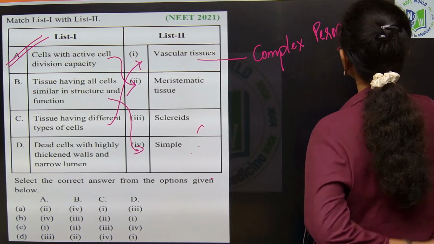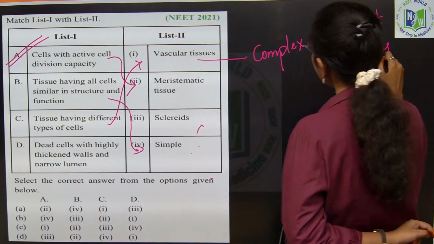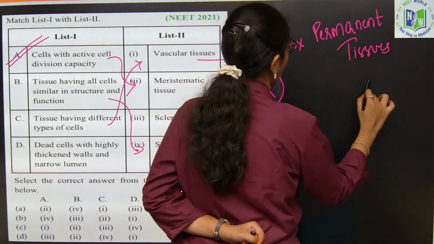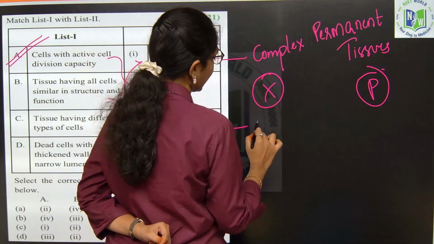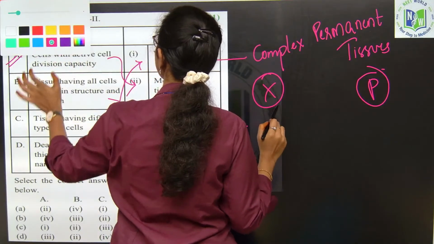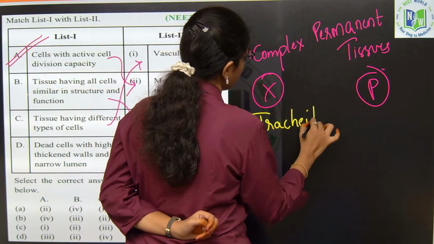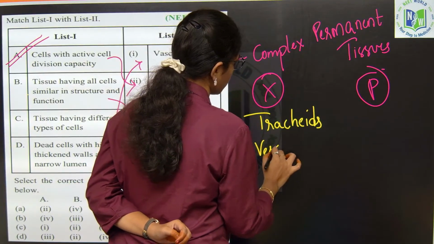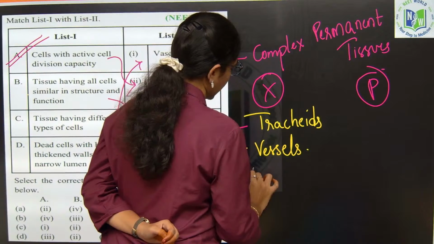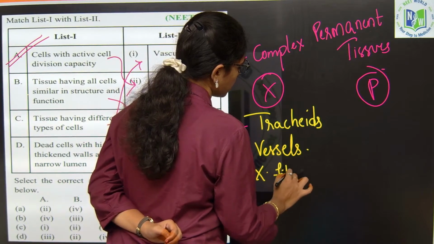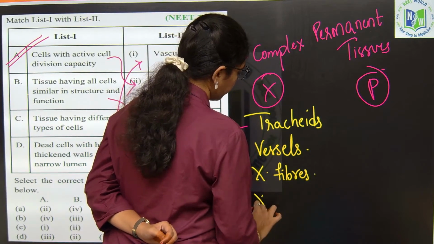In these complex permanent tissues, if you look at xylem and phloem specifically, xylem will have tracheids, vessels, xylem fibers, xylem parenchyma.